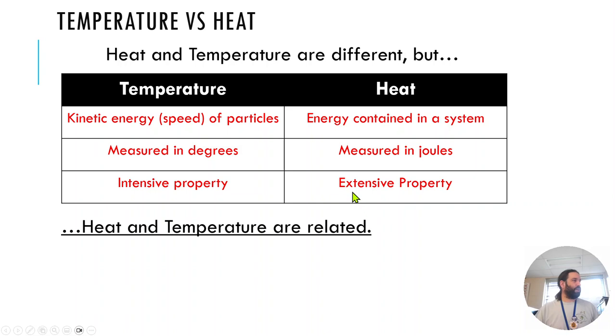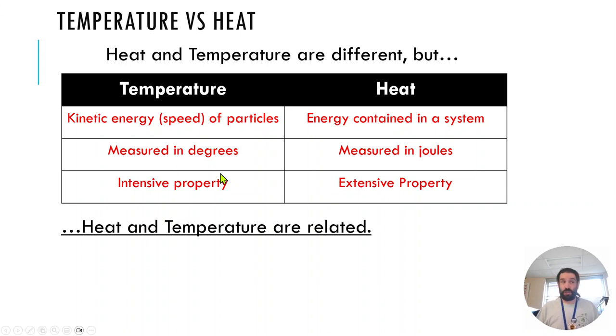All right, so let's talk about temperature versus heat. Heat and temperature are not the same thing. They are different. Temperature is a measure of the average kinetic energy of the particles. So as you heat a sample, they start to move faster. They have more kinetic energy. Heat is the energy content in a system.